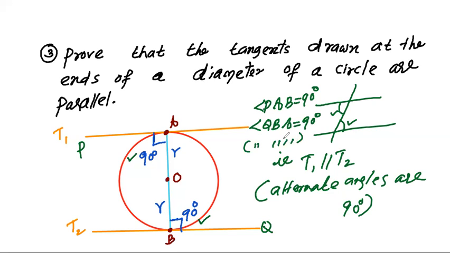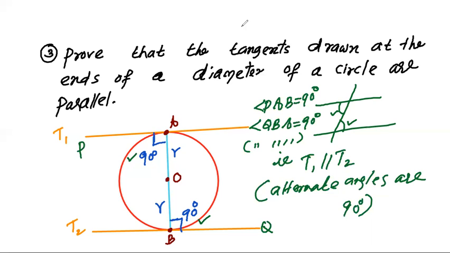It is nothing but the angle between the tangent and the radius through its point of contact will be equal to 90 degrees. As the alternate angles are 90 degrees, which means they are equal, I can write that the line T1 is parallel to line T2. So that's the concept of the third question.